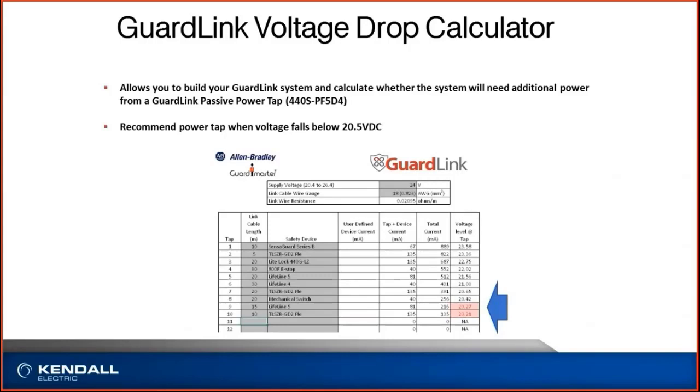Please take a look at the sample calculations on the screen. You will see tap number, device distance between taps, and what safety device is found at each tap. From these selections, the calculator will automatically total voltage consumption and will tell you where the power tap is needed. This is highlighted in red in the large blue arrow.